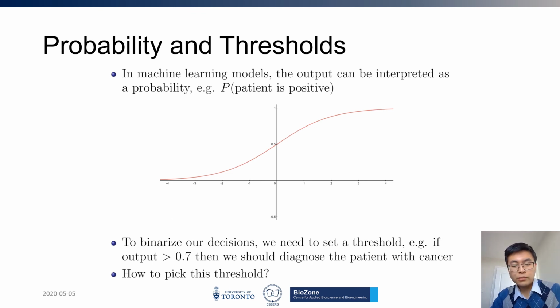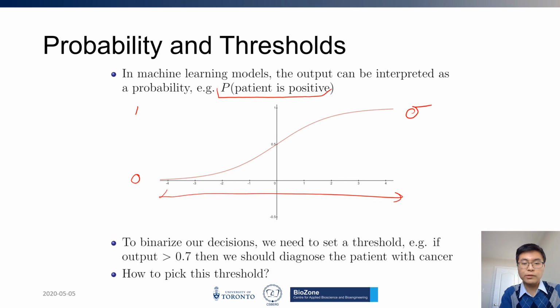How does a machine learning model make predictions? Well, usually at least for machine learning models, you can use the output of the model and interpret that as a probability, i.e. the probability that a patient is positive for a disease. Probabilities are between 0 and 1. So here we see a curve that is the sigmoid function that takes in any value in the real numbers and outputs a value between 0 and 1 exclusive.